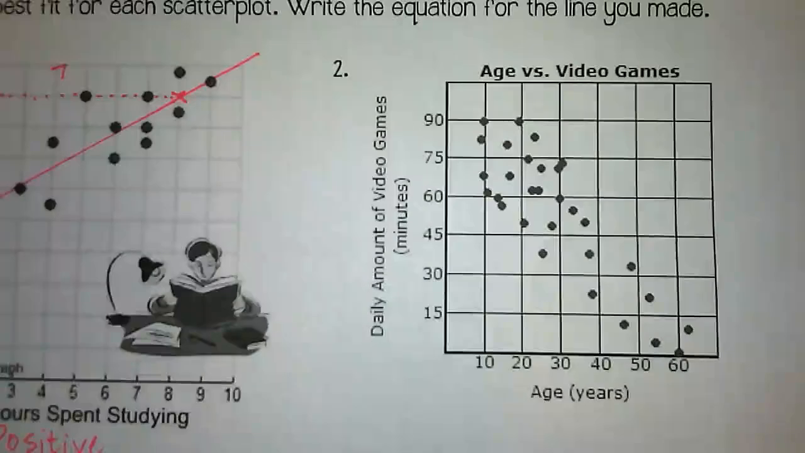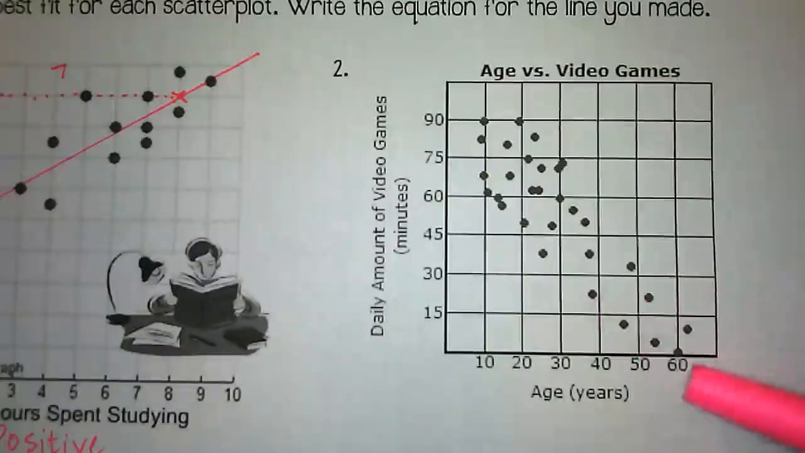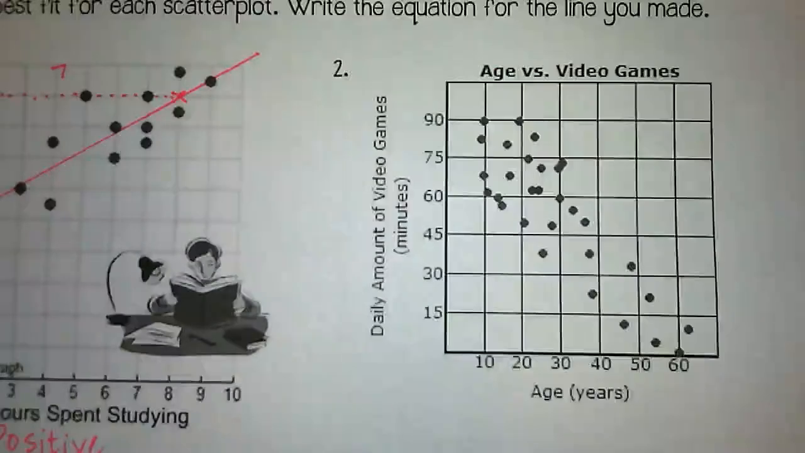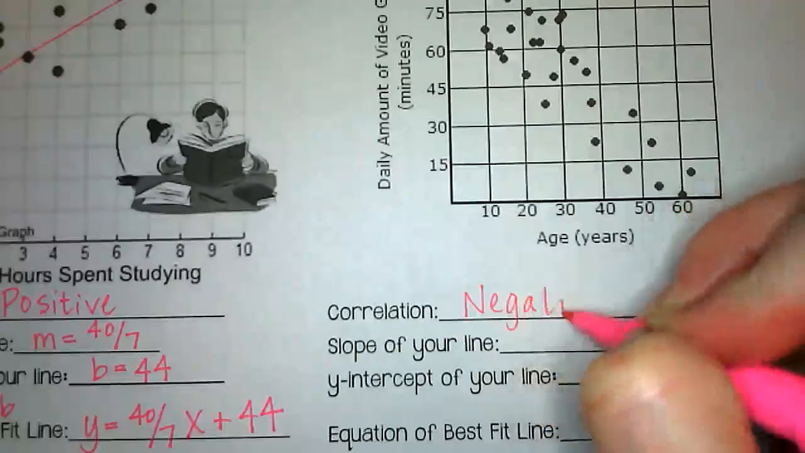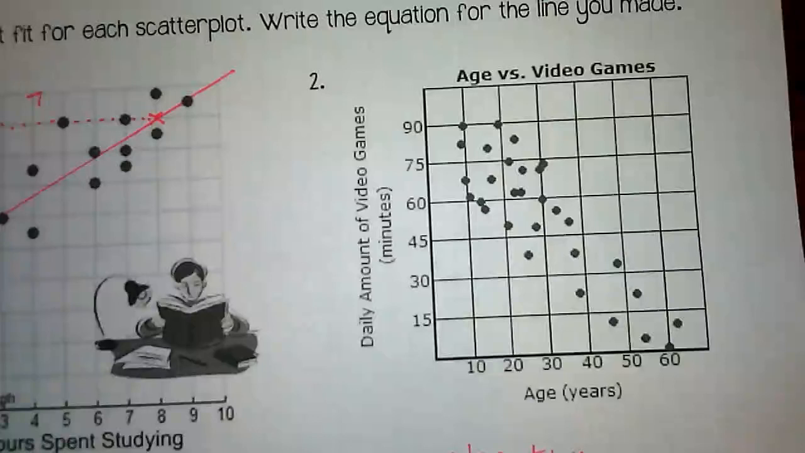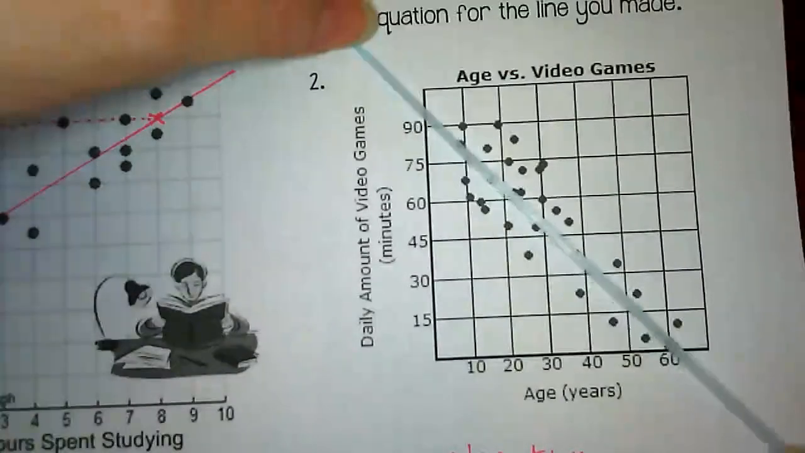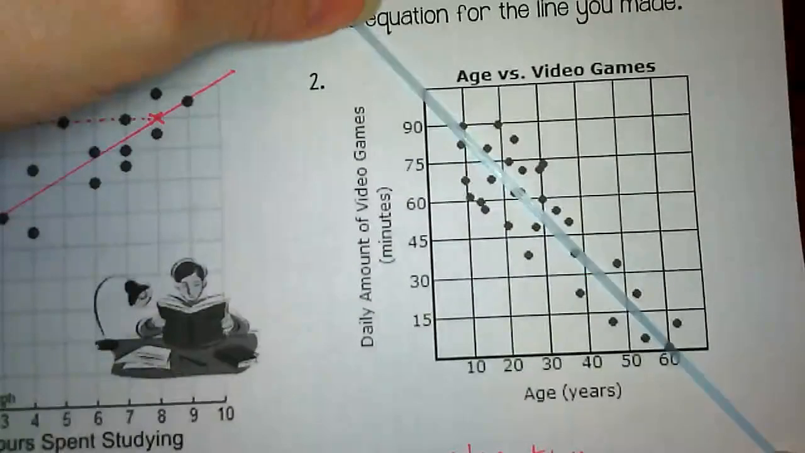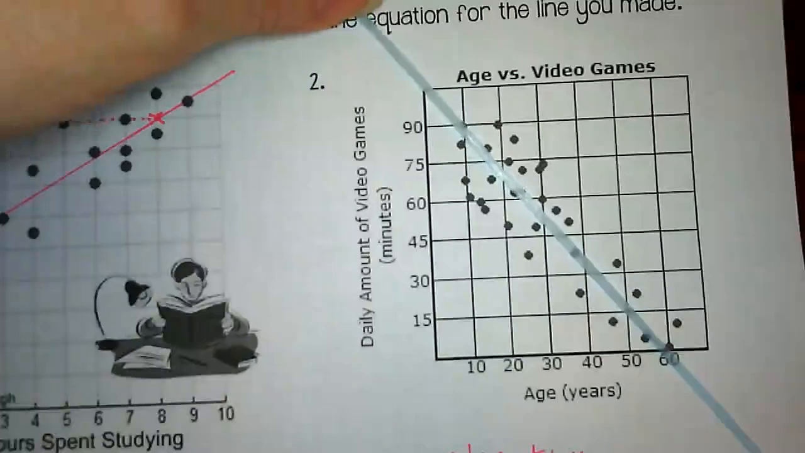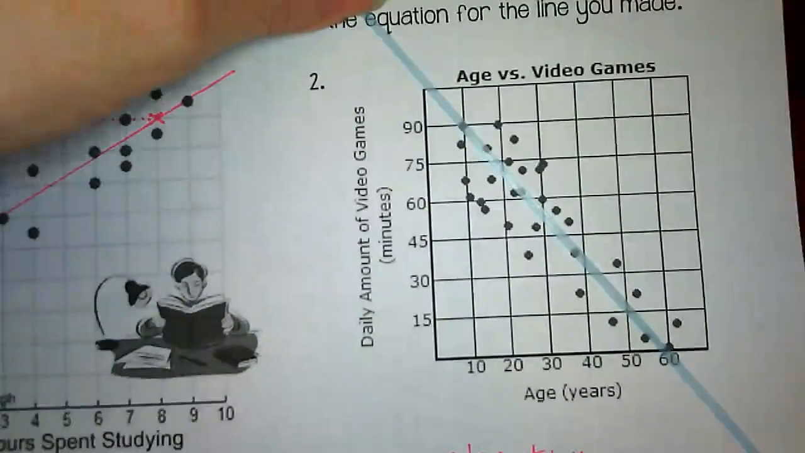So again, first thing we want to do is look at the scatter plot. We can tell by looking at this one that we have a negative correlation on this scatter plot. So the correlation is negative. All right, so now I'm going to take the dental floss. So I want to put the line somewhere that I would say is the middle and follows the trend of the data. And again, you don't have to pick exact points, but you can.